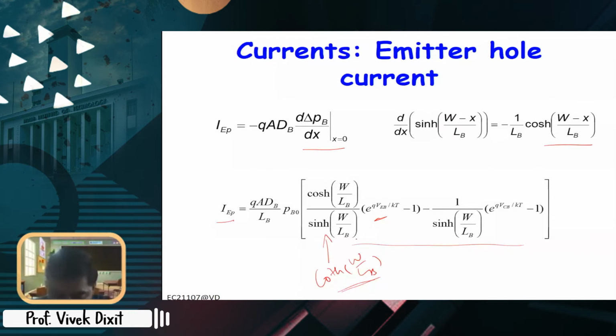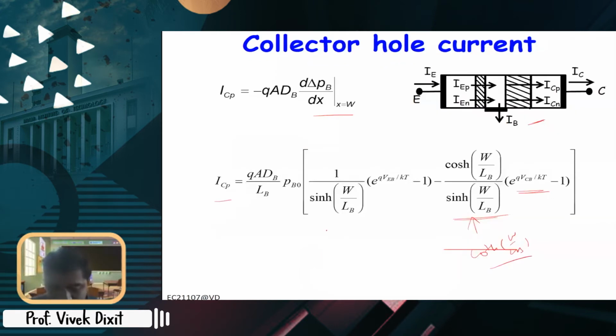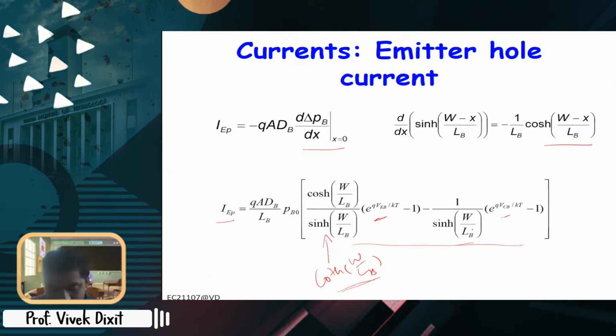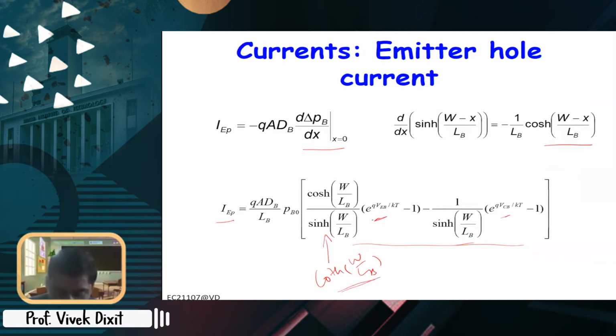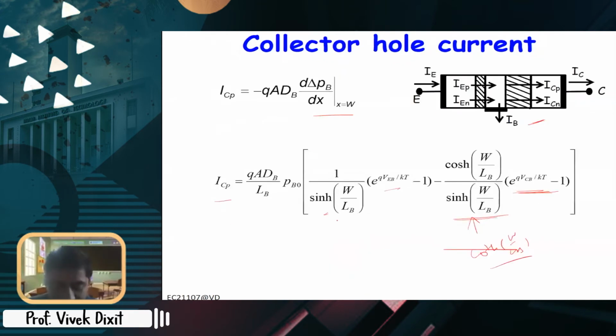So for IEP, coth it will be 1 by sinh with respect to VCB. So ICP will be 1 by sinh, right, with respect to VEB. So it is kind of reciprocal basically. Now if we can simplify it for forward bias, if VCB is 0 or close to 0, you can ignore this one. So basically you will have IEP will be coth times exponential qVB by kT, and ICP will be 1 by sinh times exponential qVB by kT, right?